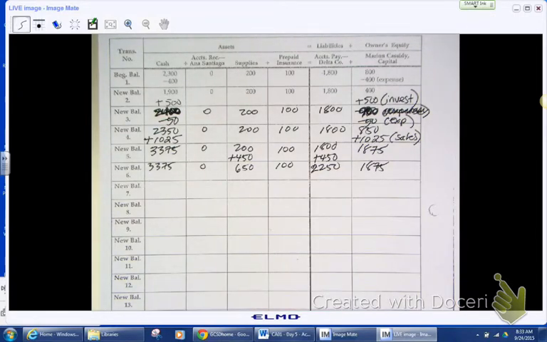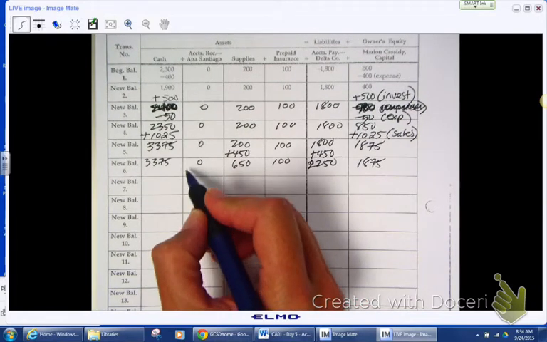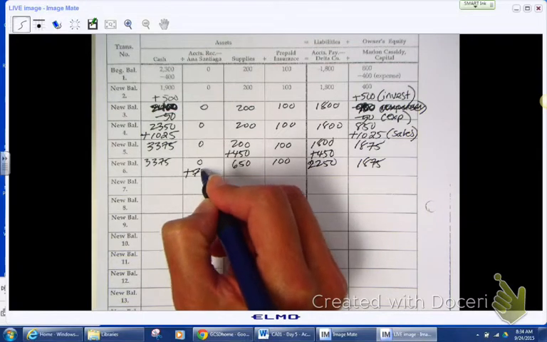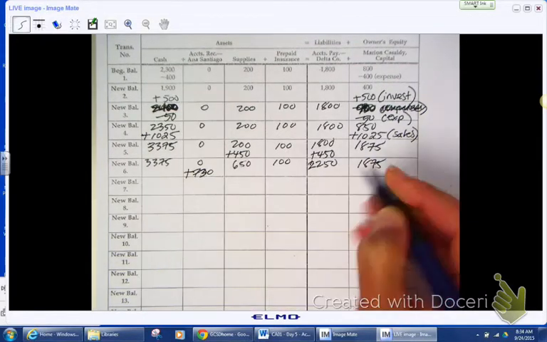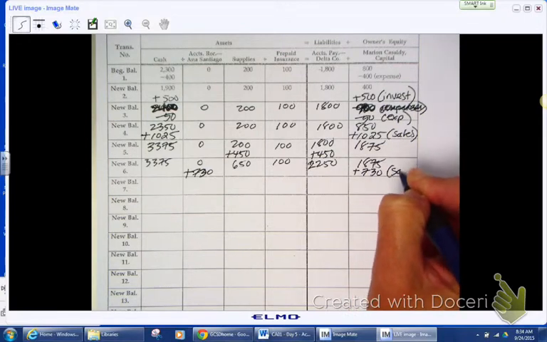Okay, next up, Naomi. We've got number 6, sold services on account to Anna Santiago, $730. Sold services on account to Anna Santiago. What are the 2 accounts that are affected? Accounts receivable and capital. Good, in the form of sales. So accounts receivable is going up by how much? 730. And my owner's equity is 730 in the form of sales.